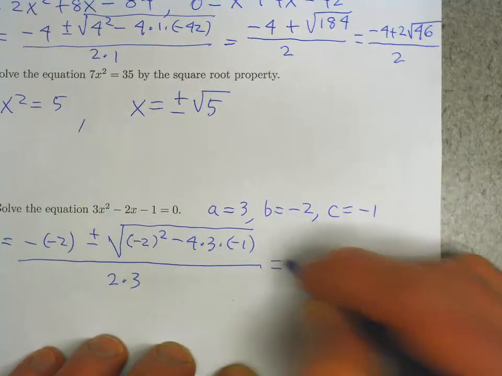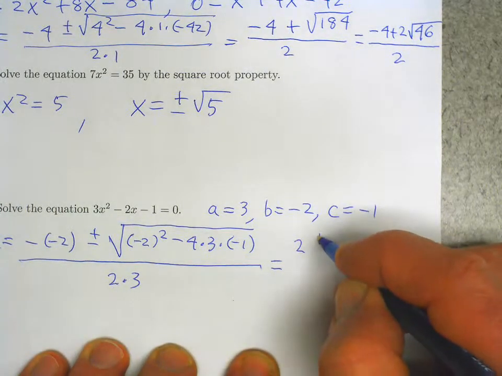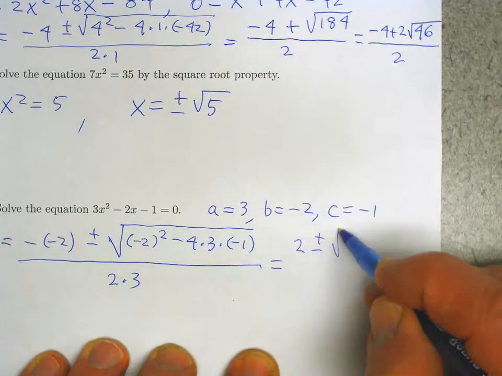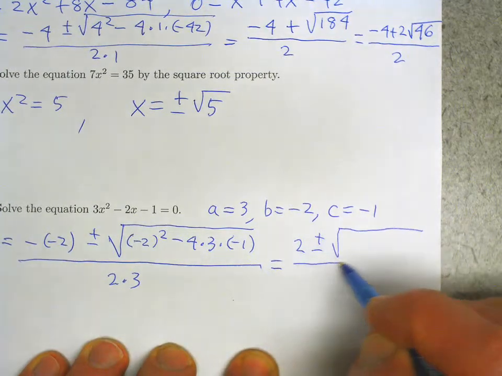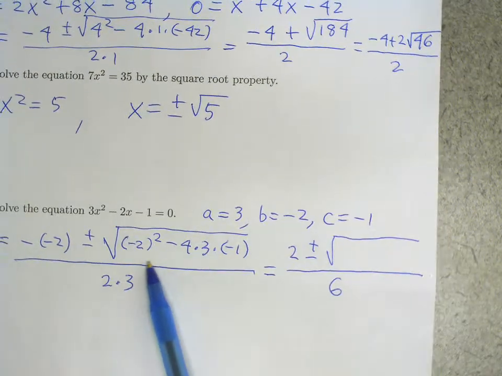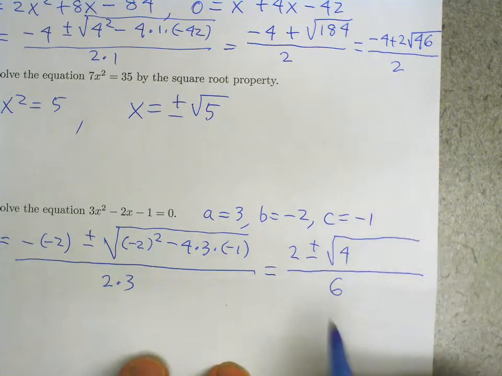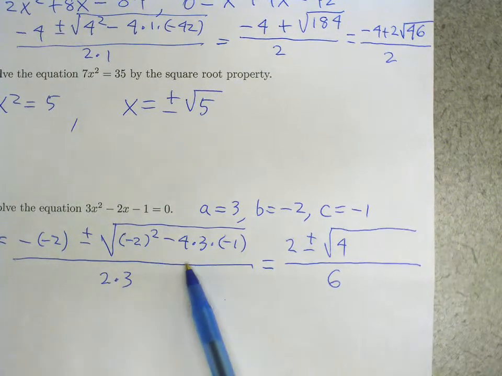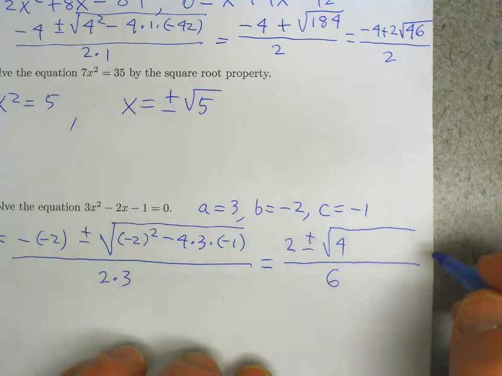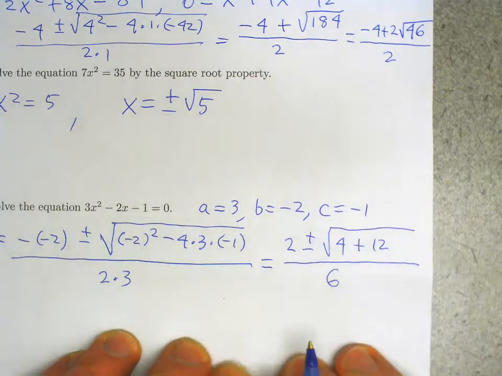Then we'll do the arithmetic. The negative of negative 2 is positive 2 plus and minus the square root of some number, all divided by 6. So inside the square root, the number negative 2 squared is 4. And we're subtracting 4 times 3 times negative 1. We're subtracting negative 12. So that's equivalent to adding 12.